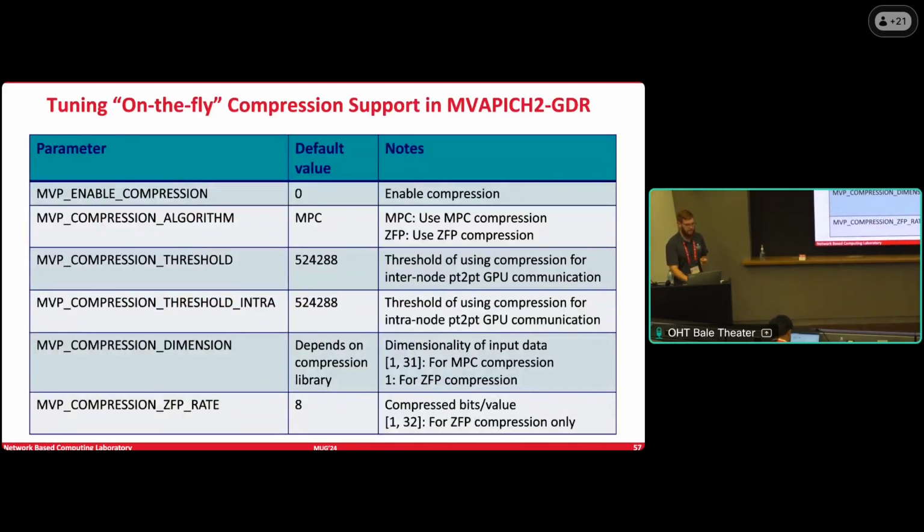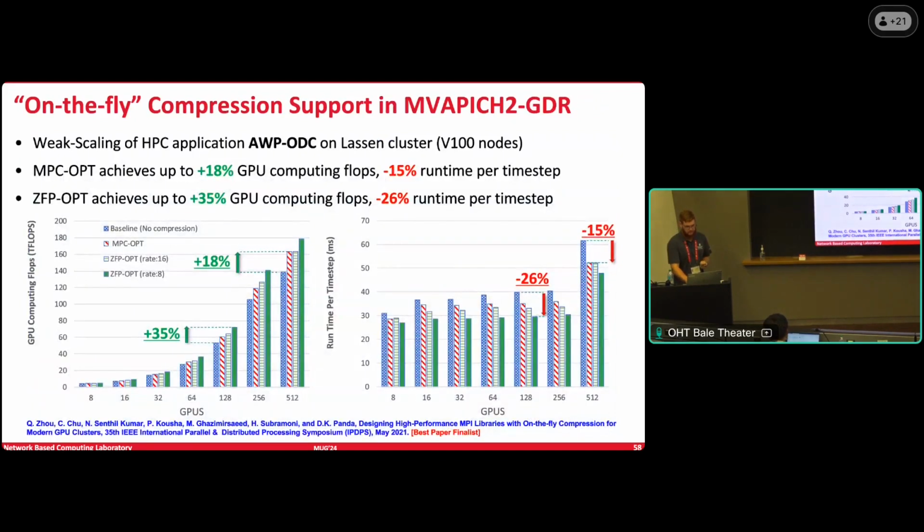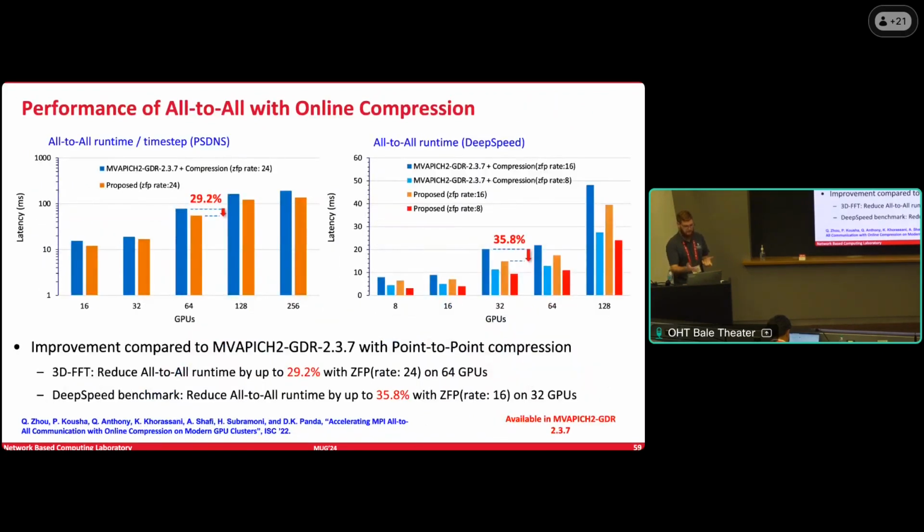Once again, enabled by an enable flag, and then has various tunable parameters to decide when we'll start using compression and what compression algorithm we'll use. If you're using ZFP, we have several other tunable levers for how we compress that data. So this just demonstrates some of the weak scaling results at the application level with our compression designs. And this is our all-to-all performance and performance with the DeepSpeed middleware.